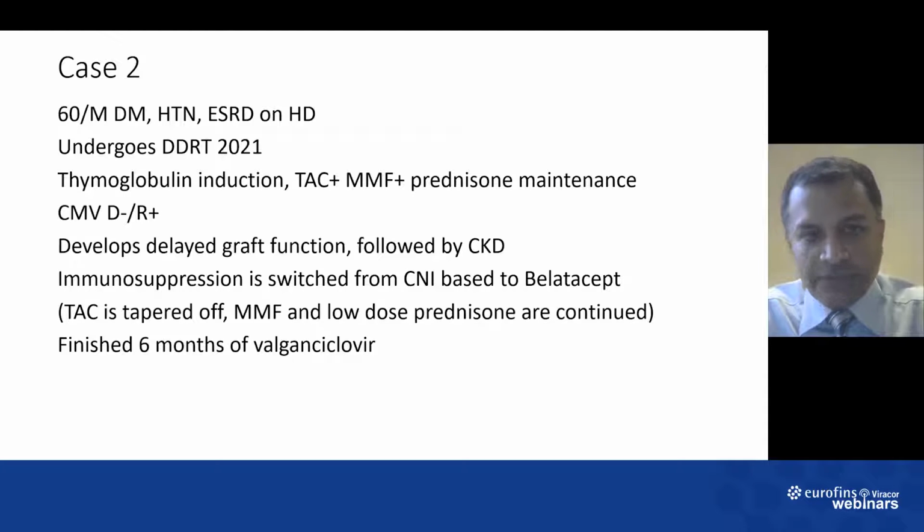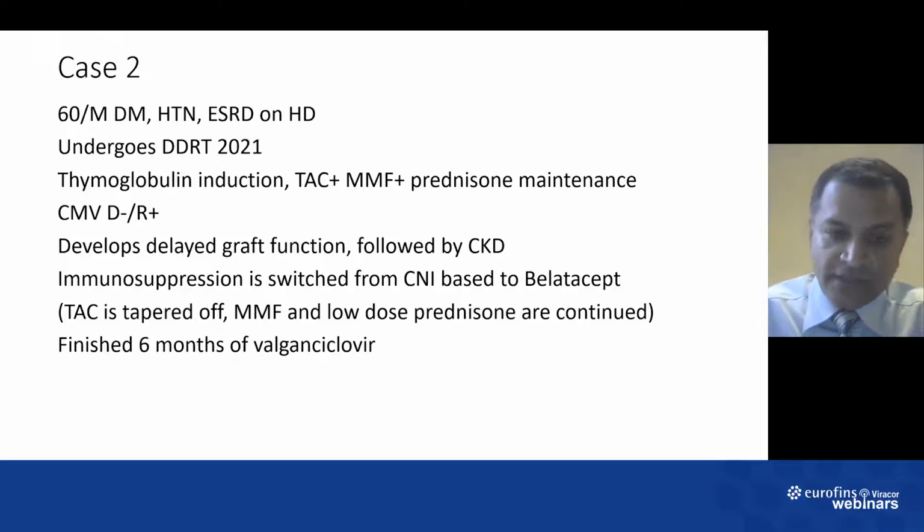Case number 2 is a 60-year-old male with diabetes and hypertension, who developed end-stage renal disease and was on hemodialysis, was listed for kidney transplant, and in 2021 underwent deceased donor renal transplant. He got thymoglobulin induction with maintenance immune suppression with tacrolimus, myfortic, and prednisone. His CMV serostatus was donor negative, recipient positive. Immediately post-transplant, he developed delayed graft function followed by chronic kidney disease. Based on that, per our institutional protocol, the immune suppression was switched from a CNI-based regimen to a CNI-sparing regimen with introduction of belatacept. Tacrolimus is slowly tapered off. He remains on myfortic at a lower dose and a low-dose prednisone. As per our institutional protocol, he finishes 6 months of valganciclovir.